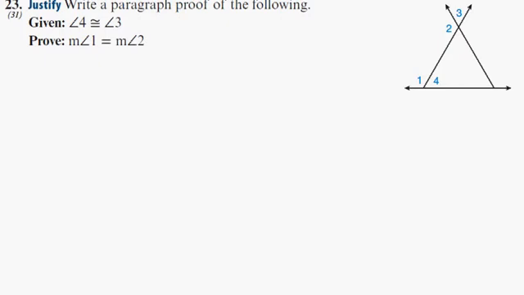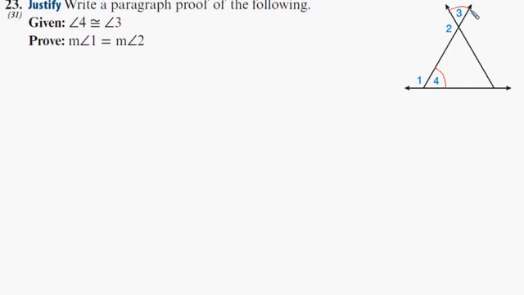Okay, I know I usually switch up these paragraph proofs and have you write them in 2-column proofs, but I think this one is straightforward enough that we're just going to walk through it with a paragraph proof. Obviously, notice our givens. Angles 4 and 3 are congruent, so I'm going to mark those. 4 is congruent to 3, and we need to prove that angle 1 and angle 2 are congruent to one another.